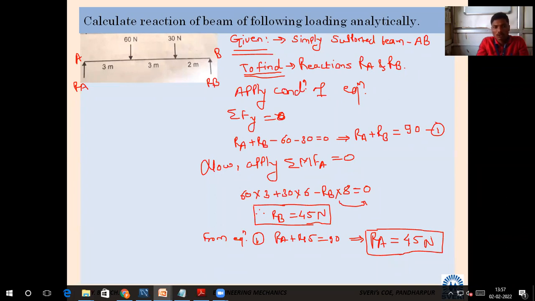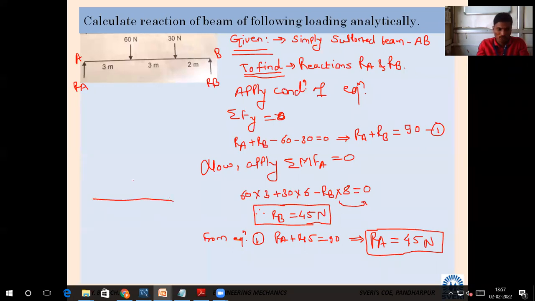How much total force is applied on this beam? 60 plus 30, how much? 90. And the sum of the reactions? Ra plus Rb is 90. Again it is 90. It means it is balancing. That's why this beam is in equilibrium.